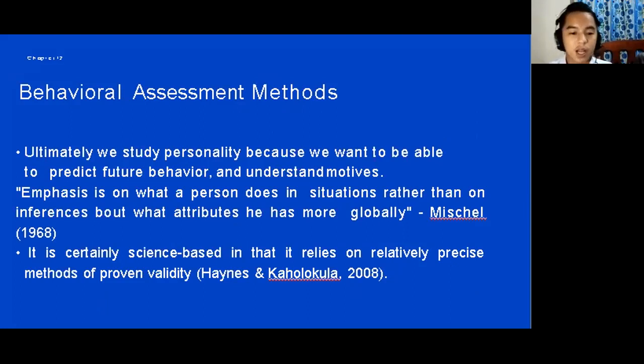According to Mischel, 1968, the emphasis of behavioral assessment is on what a person does in a situation rather than on inferences about what attributes he has more globally. So he believed that behavioral assessment focuses more on what the person is doing in a situation, his environment, his interaction with the environment. That is the emphasis of the behavioral assessment method rather than inferences about that person. And it is certainly science-based in that it relies on relatively precise methods of proven validity.